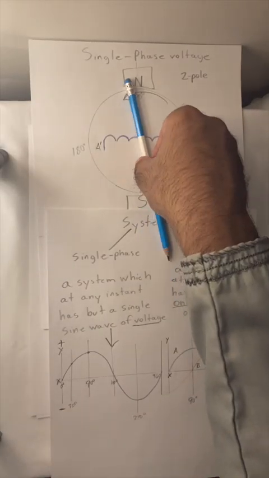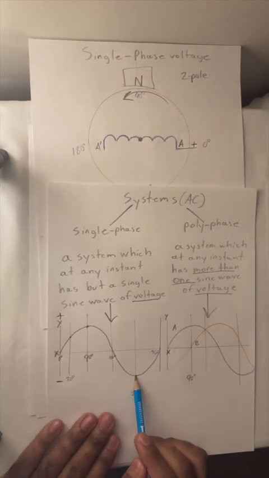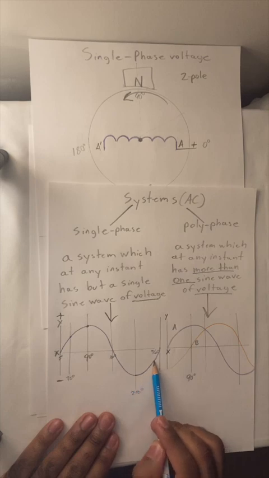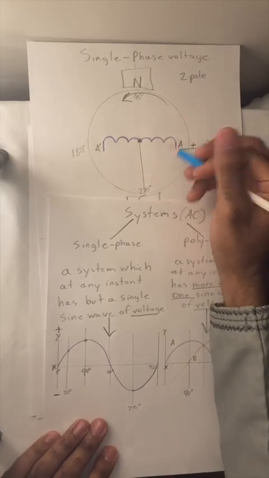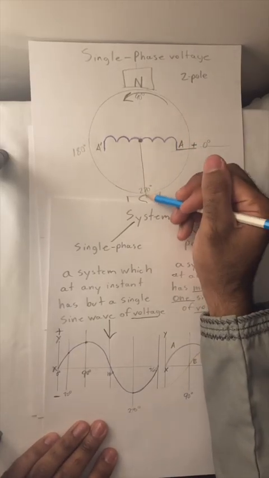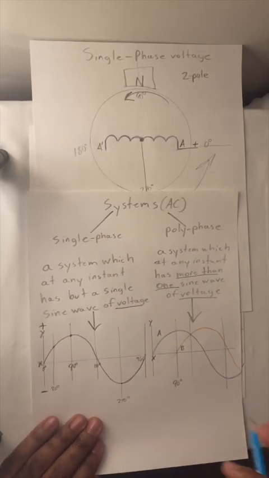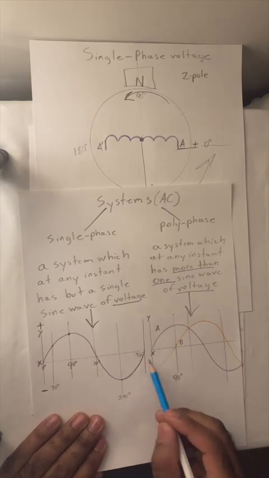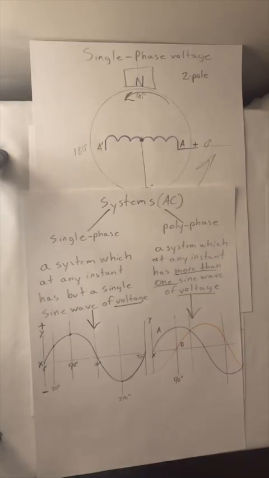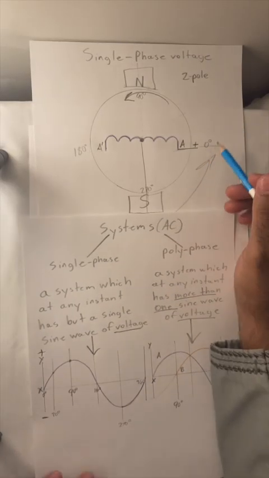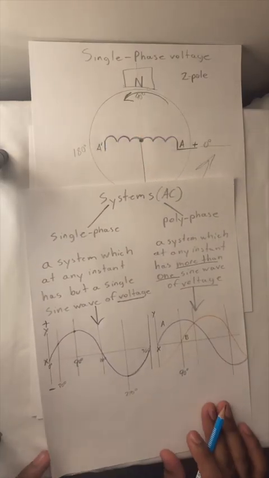And then as it continues on up to 0 degrees, it will reach up to this point. So from 270 and onwards, it is equivalent to this location here, and it goes back to 0 degrees. So this is basically the generation, the concept of the generation of a single phase.